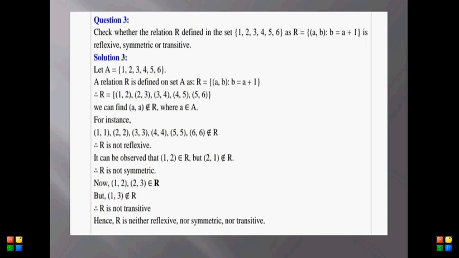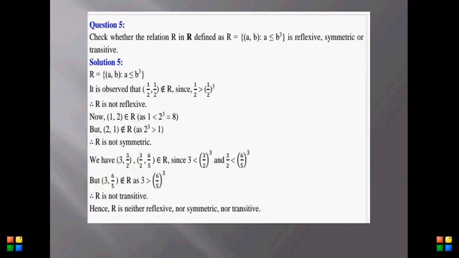Clear everybody? Okay. Question number 5. Check whether the relation R in the set of real numbers defined as R = {(a, b) : a is less than or equal to b cube} is reflexive, symmetric or transitive. Here R is {(a, b) : a ≤ b³}. It is observed that if we take 1/2 as a, then (a, a) does not belong to R, since 1/2 is greater than (1/2) cube. So R is not reflexive.